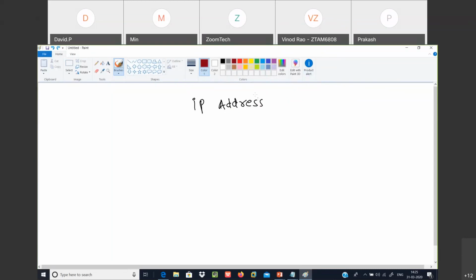So to identify a device in a network, we require an address, which is the IP address. Now, can you tell me some IP address examples? Can you text me, please? Do you know any addresses?